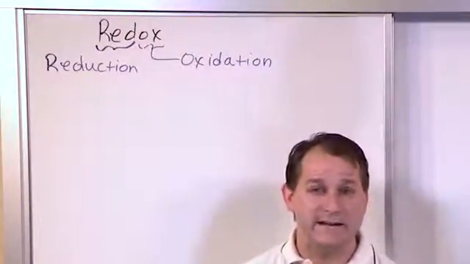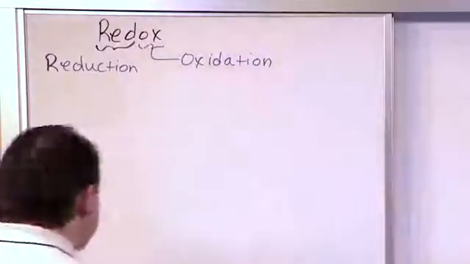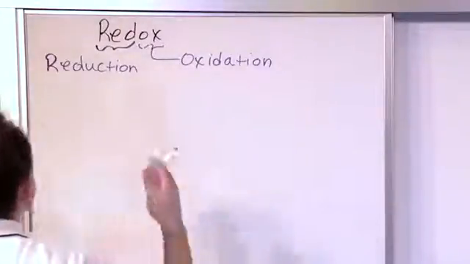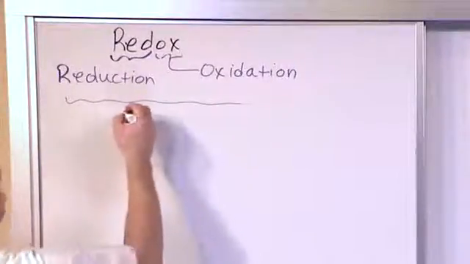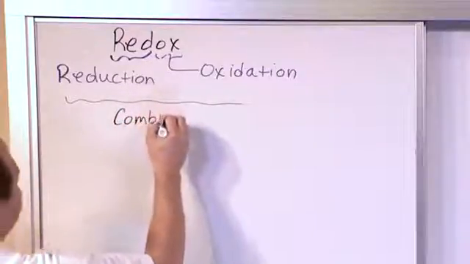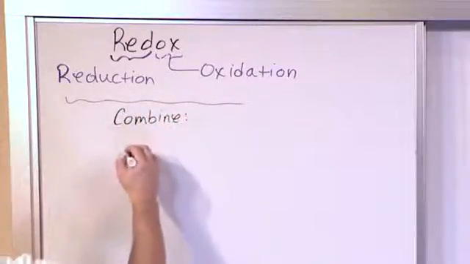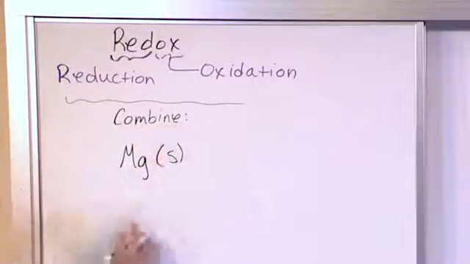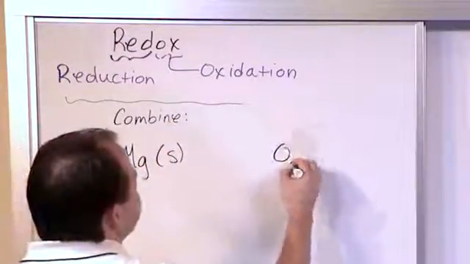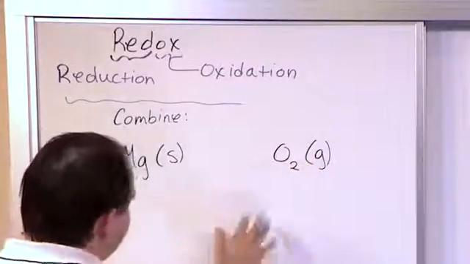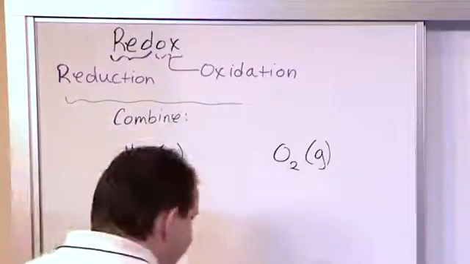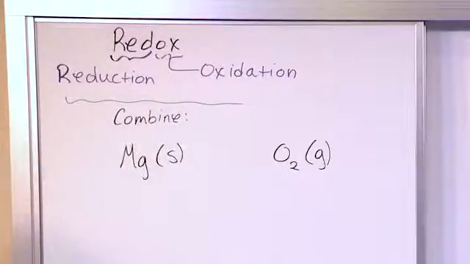So let me explain with an example exactly what I mean by a transfer of charge to illustrate that point. Okay, so let me draw a little line there. Let's combine the following two things. Magnesium, which is a solid metal in the periodic table, and oxygen, which, at least at atmospheric pressure and temperature, is a gas. So we have magnesium, which is a solid metal, and oxygen is a gas, obviously. Okay, so what happens when you put these things together? That's the question. Well, let's figure it out.